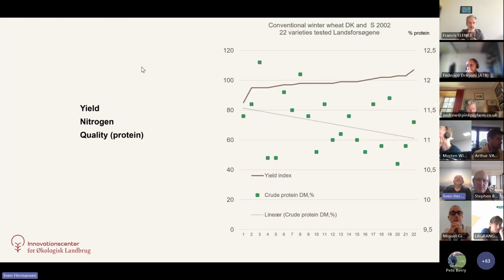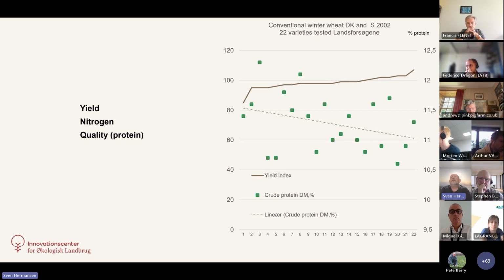That is, looking at winter wheat. I have taken some conventional winter wheat trials, and they're quite old now, from 2002. And the brown line is the gradient of crop yield. That's an index from 0 to 120. So it's not yield, it's not kilo yields, but it's the index.